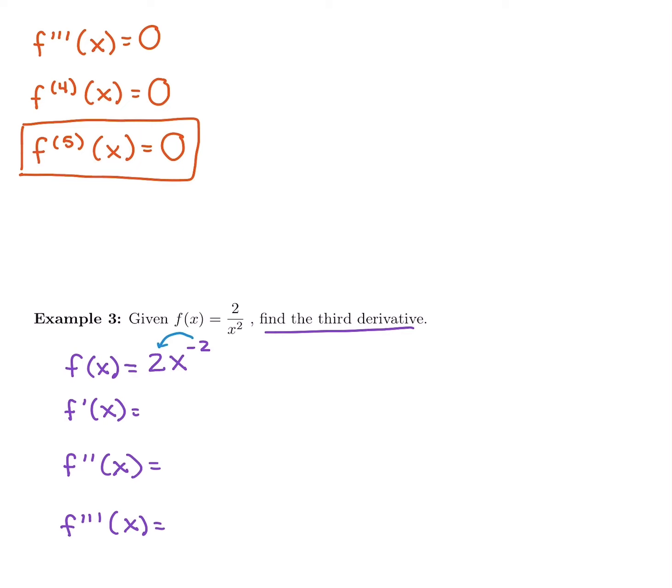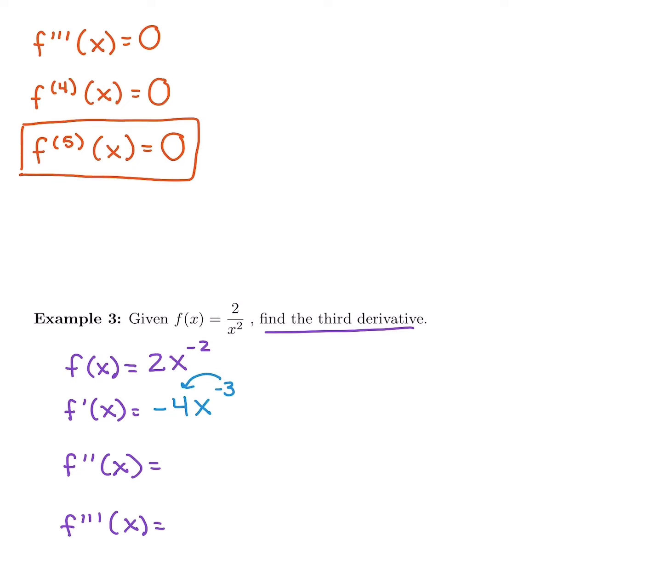We're ready to bring down that power. 2 times negative 2 is going to give me negative 4x. The negative 2 minus 1 is going to give me negative 3. So there is our first derivative. First time we brought down the power, subtract 1 from the new power.